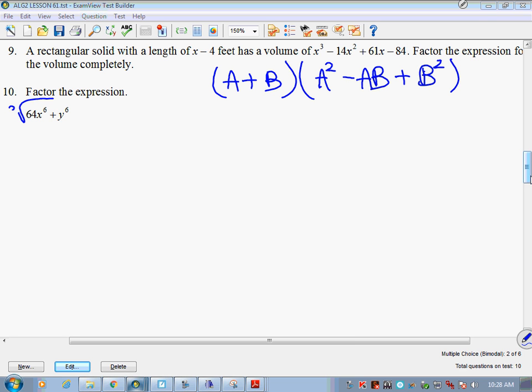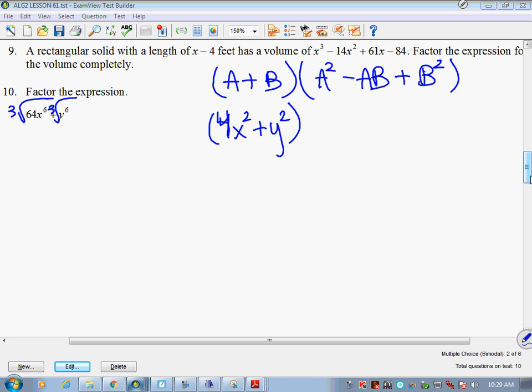All right, so we're going to cube root 64x to the 6th and cube root y to the 6th. What is the cube root of 64? 4. Okay. What is the cube root of x to the 6th? What do I do with the 6? I divide by 3. 6 divided by 3 is 2. So I get x squared, right? So what is the cube root of y to the 6th? Y squared. Okay, so 4x squared is a, y squared is b.